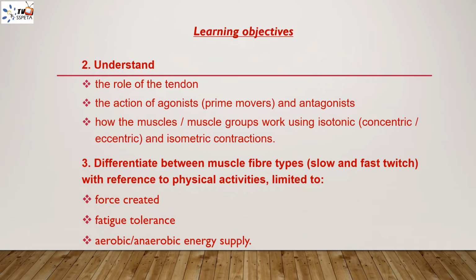And we also get to understand the role of a tendon, the actions of agonist and antagonist, and how muscles or muscle groups work using isotonic and isometric contractions. And thirdly, to differentiate between muscle fiber types, that is slow and fast twitch, with reference to physical activities, which will be limited to the force created, fatigue tolerance, and the aerobic and anaerobic energy supply.